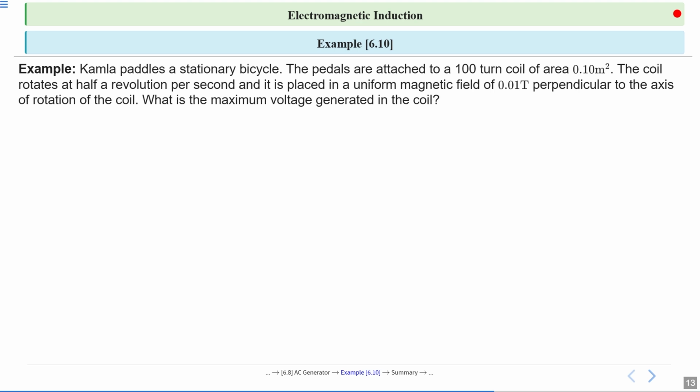This is based on electromagnetic induction. In Science City, this type of setup is there. Some of you may have visited.